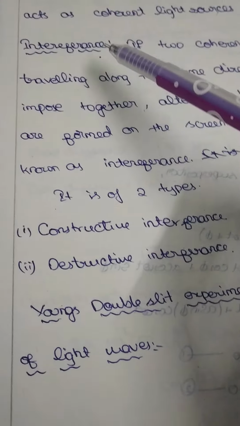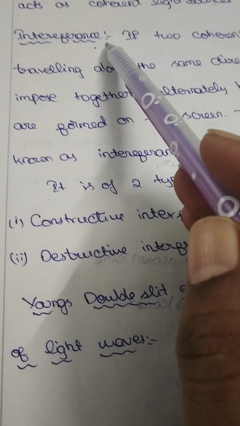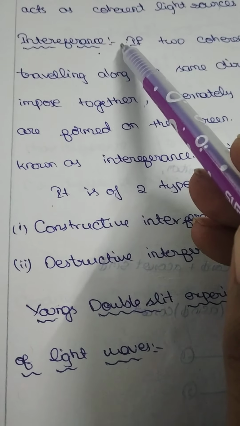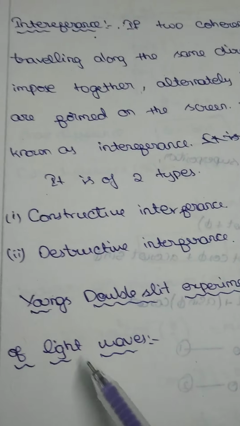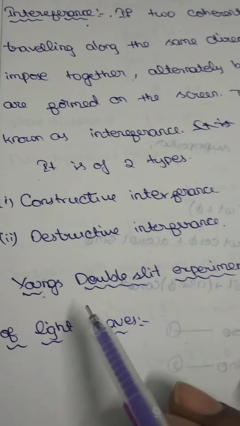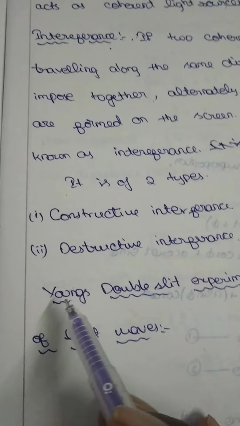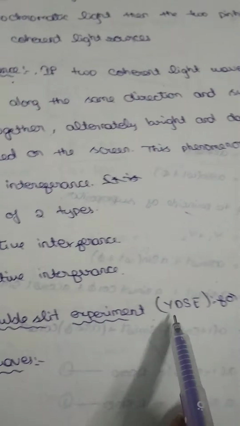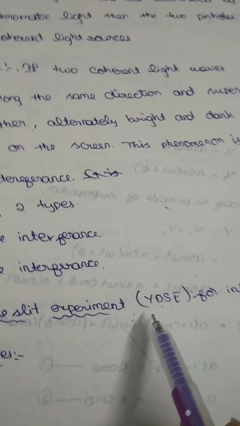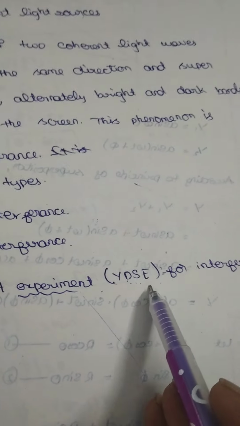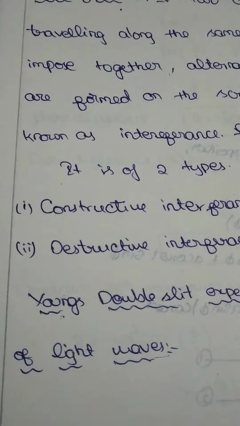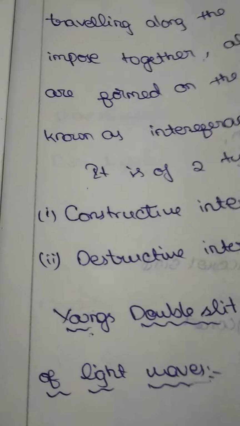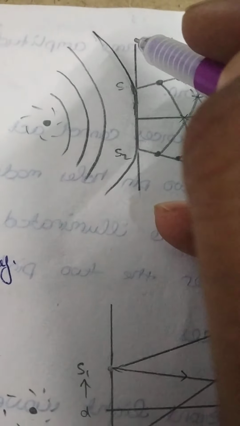Similarly, this interference of light can be experimentally proved by the scientist Young by using a double slit experiment. That's why it is called Young's double slit experiment, YDSE, for interference of light waves. So, to explain Young's double slit experiment, this is a diagram. It is a cardboard.